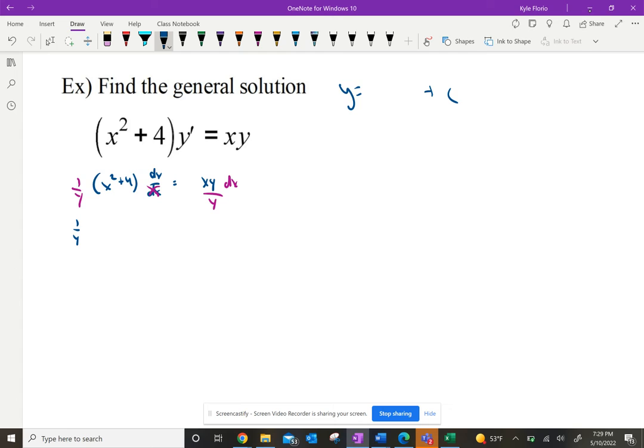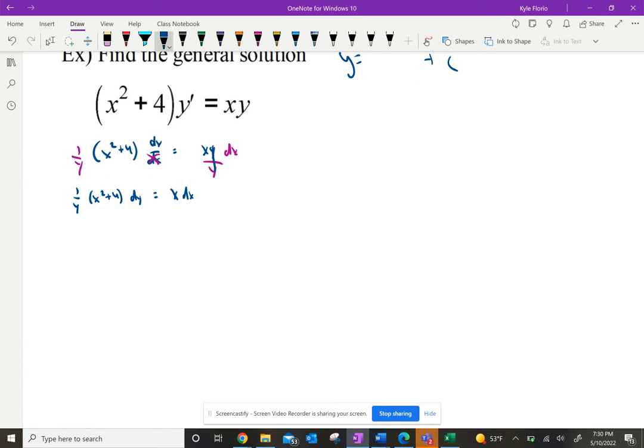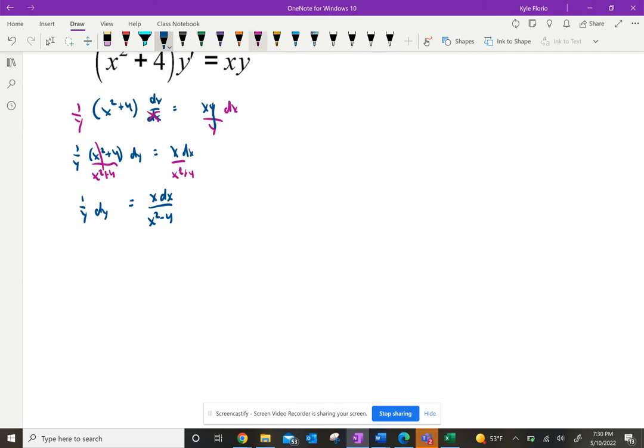But now I have 1 over y dy equals x dx. So now I need this x squared minus 4 on the other side. No big deal. I just have to divide both sides by x squared minus 4. So I have 1 over y dy equals x dx over x squared minus 4. So now my x's and y's are all together on their own side of the equation. So now I can just integrate both sides.